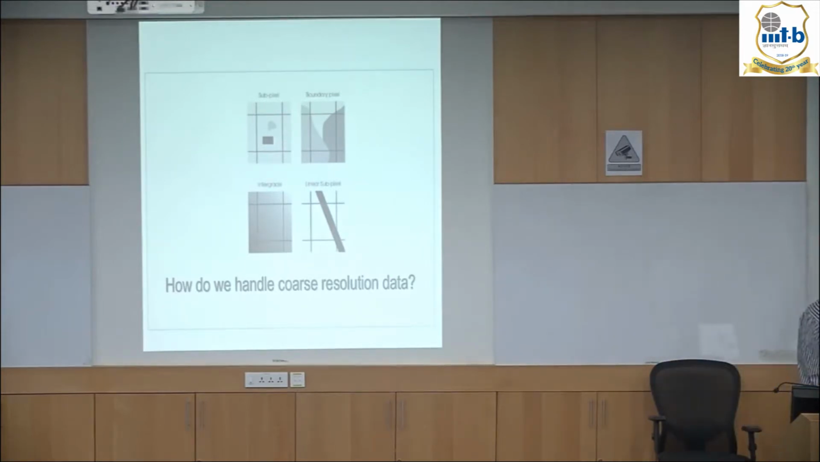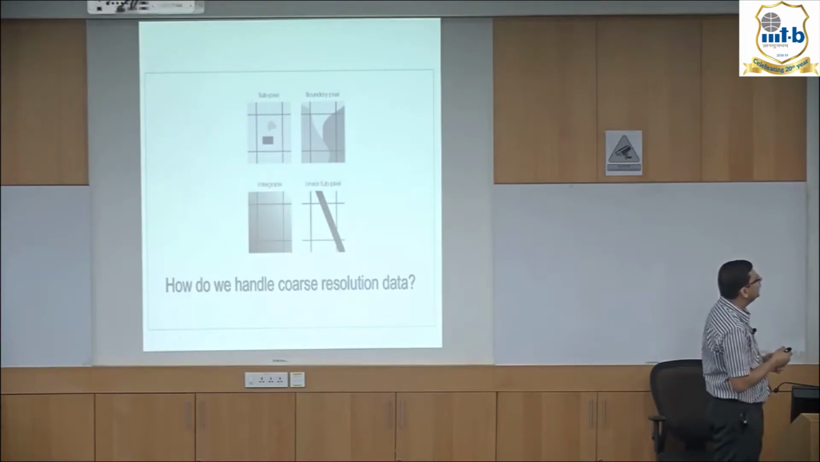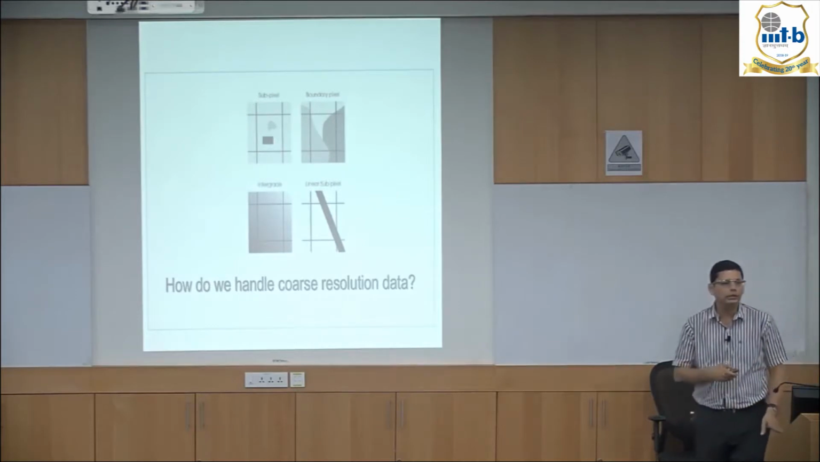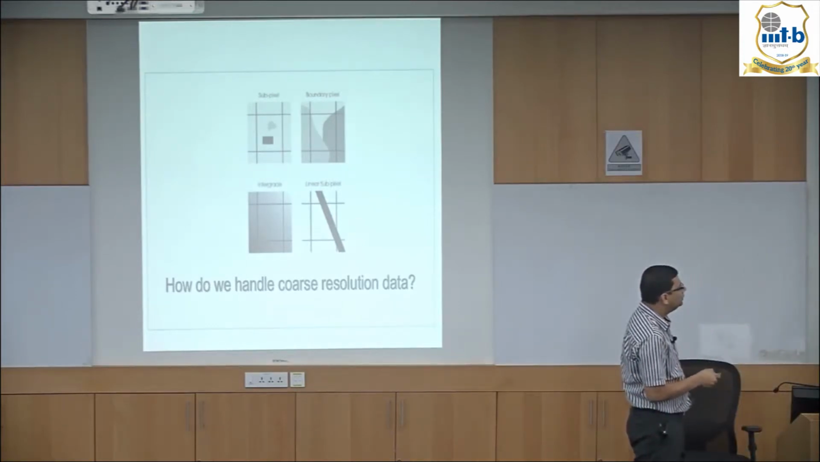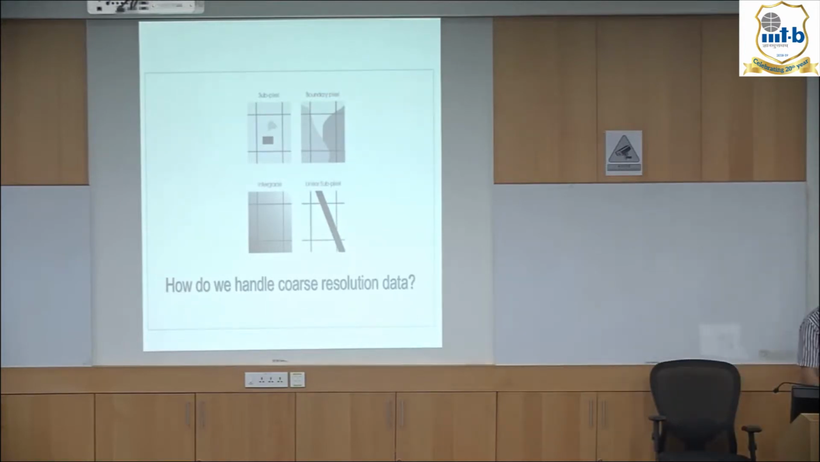Okay, so the problem boils down to this figure where you see that in a single pixel you have mixing of three objects, object 1, 2 and 3. Here you see a different example where three objects share common boundaries within a pixel, and in this last example you see a linear feature like a road passing through a pixel. So all of these typically form a mixed pixel problem.